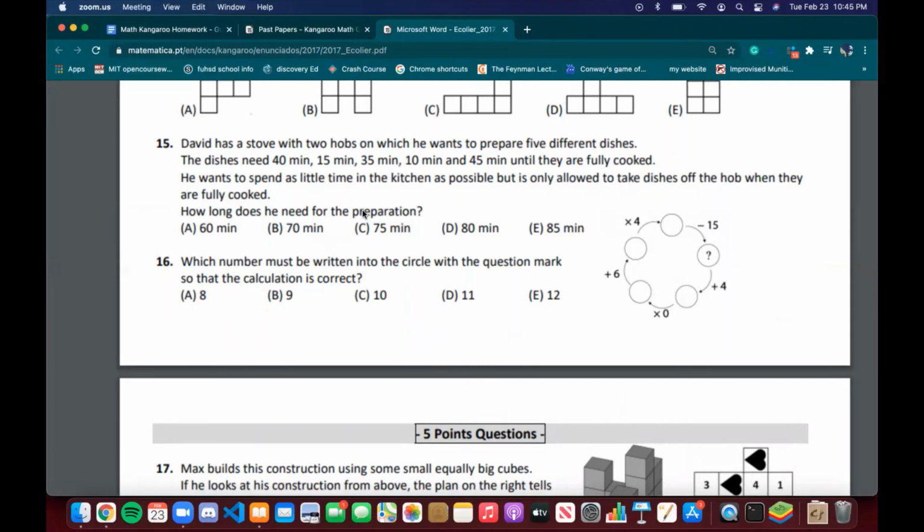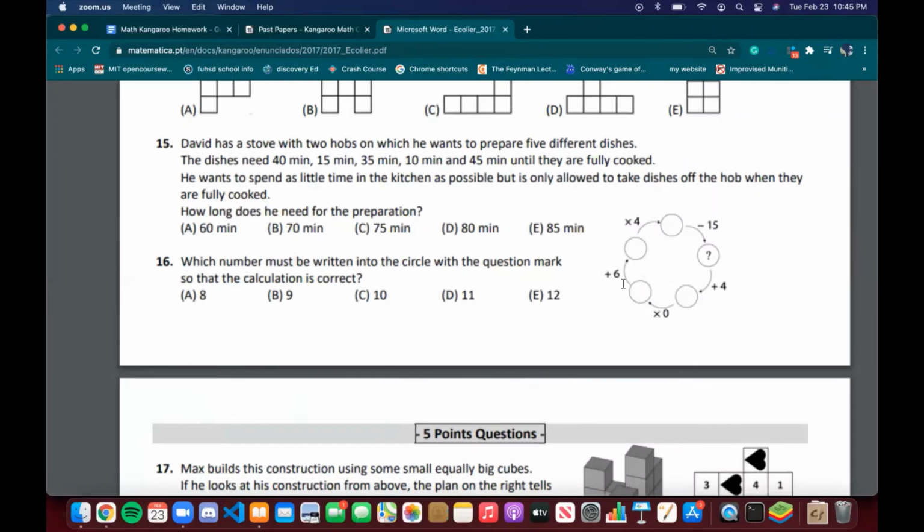Which number must be written to the circle of the question mark so that the calculation is correct? Okay, so this one looks pretty tough. But if you look at each operation, it'll actually be very, very easy.